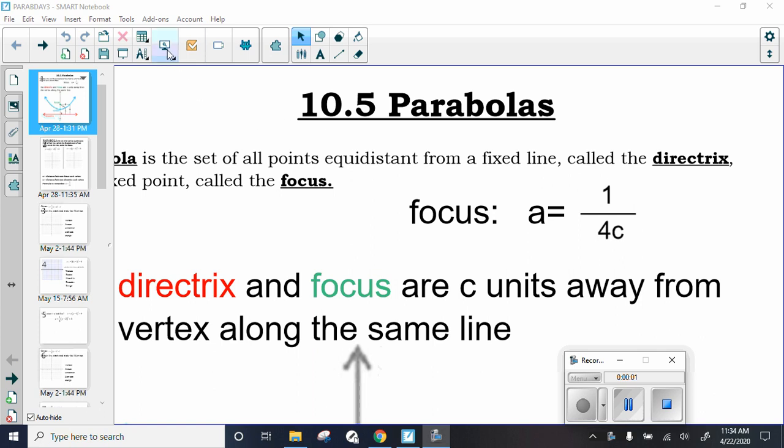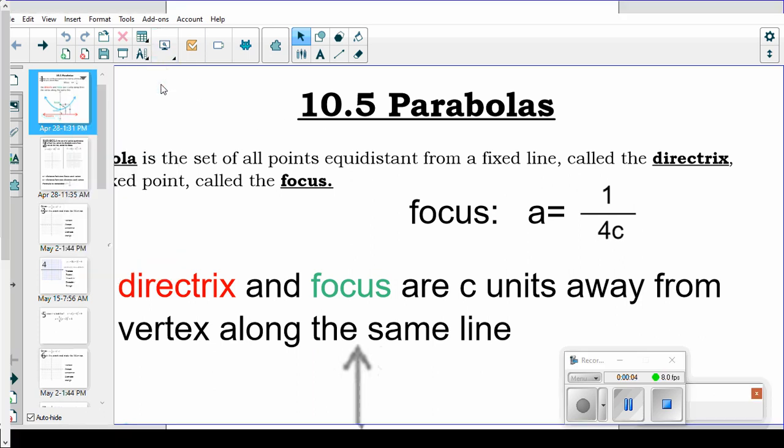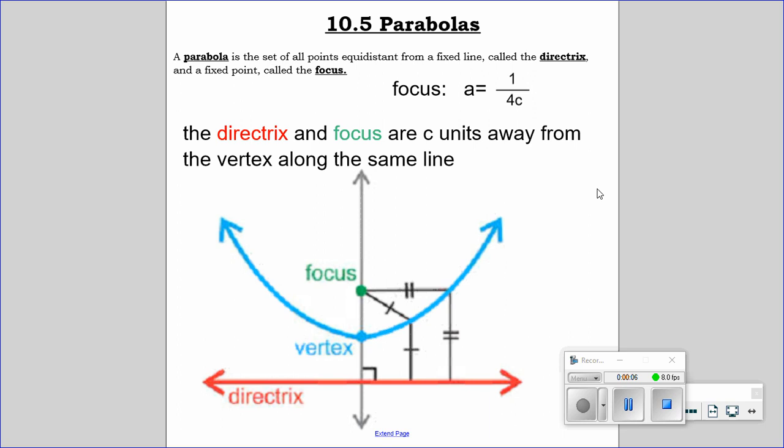Okay, this is going to be a day about parabolas. So this is our second conic section. Circles was our first one, and parabolas is going to be our second one. So now you already know a lot about parabolas, right?